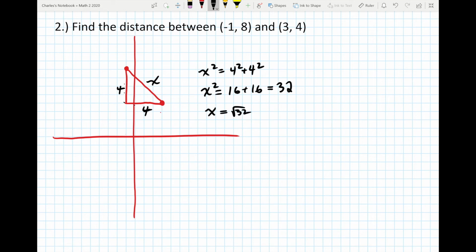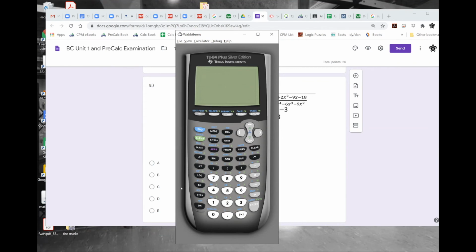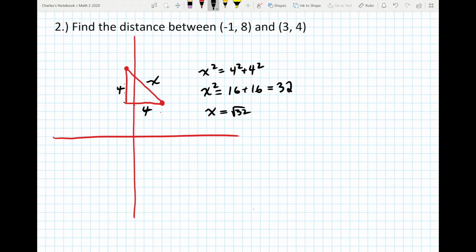And for the concept check, what I want you to do is put that into a calculator and round it to 1 decimal place. So you may have a calculator that looks different than this. This is the one I'm going to use. I get 5.65, and I'm going to round that to 5.7.